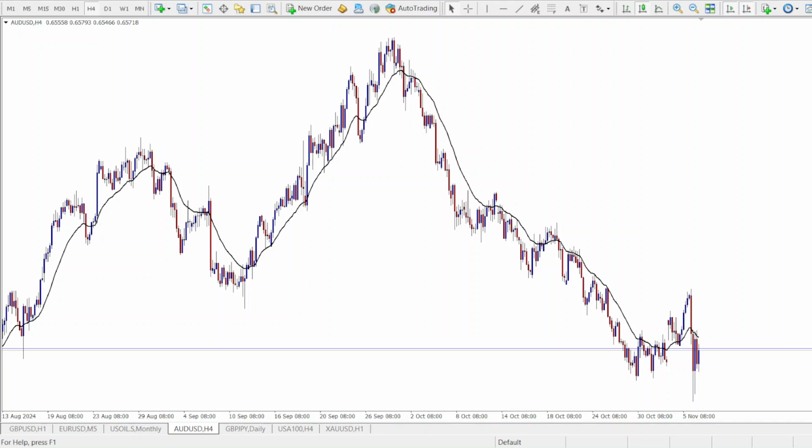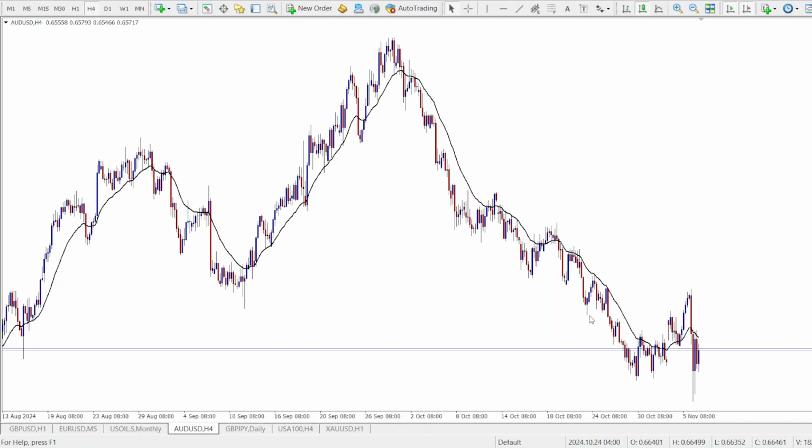Now you can also use it as a single moving average, or you can combine it with another moving average for crossover strategies. Now that we have covered the best moving average settings, let's talk about how to combine them with other indicators for even more precision.